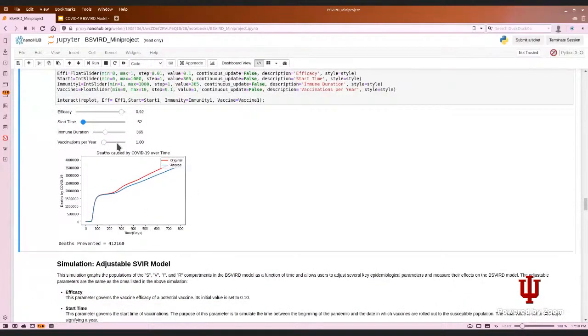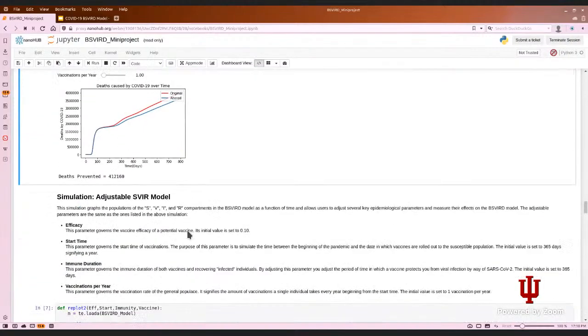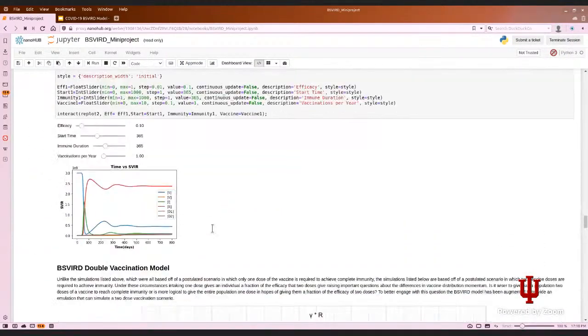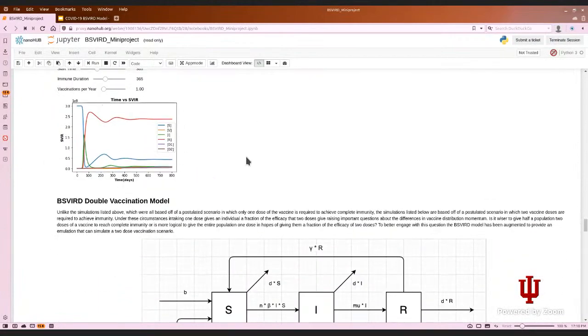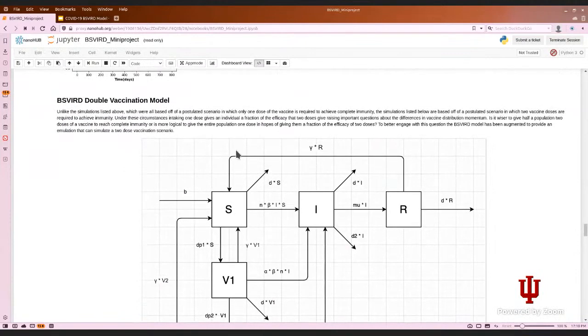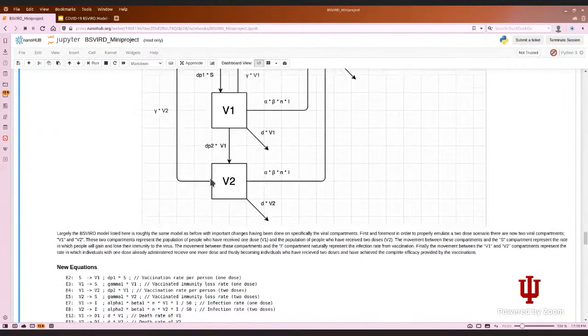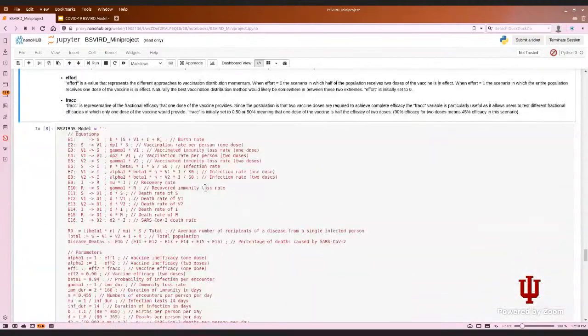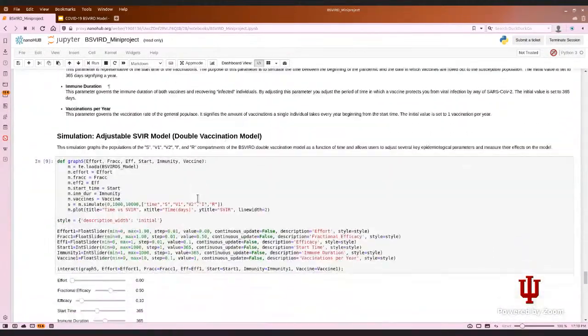And yeah, we can change some of the other stuff. There's the SVIR model for that. But in the double vaccination, they ask an interesting question: what if you could just vaccinate everyone with one dose, and then give certain people that need it two doses? That's what this model is supposed to look at. This one down here.